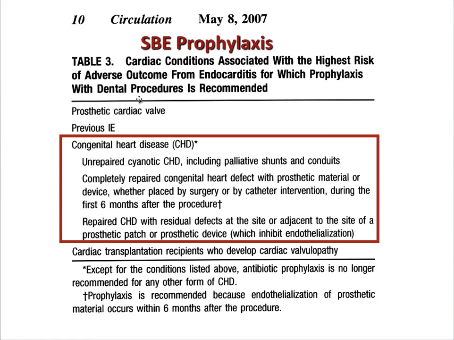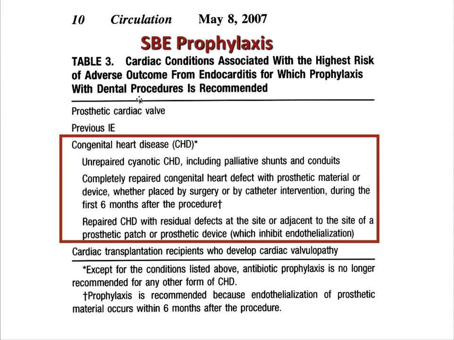SBE prophylaxis. Some new conditions associated with the highest risk of adverse outcome from endocarditis have been identified. If we look at the American Heart Association recommendations, under congenital heart disease, if you have an unrepaired cyanotic congenital heart disease, including palliative shunts and conduits, or there's an unrepaired cyanotic lesion, you should prophylax these patients.